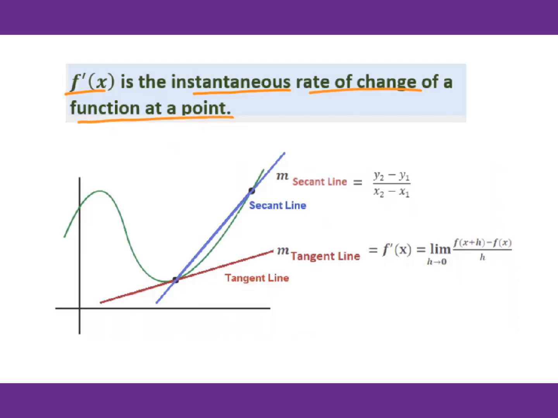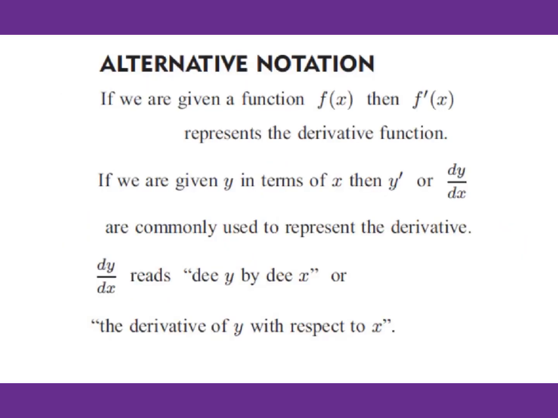You can look at this graph. We call this line a secant line. This line we call the tangent line. The slope of the tangent line will be f'(x) equals limit as h approaches 0 of f(x + h) minus f(x) over h. We have alternative notation for derivative. Normally we use f'(x) or y prime or dy/dx.